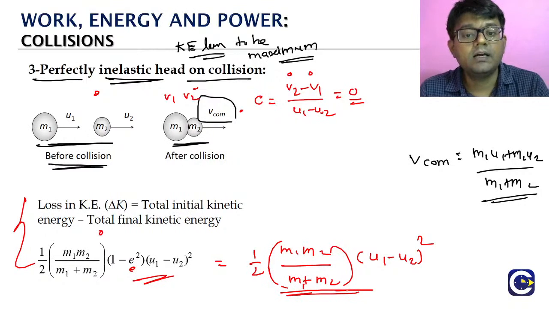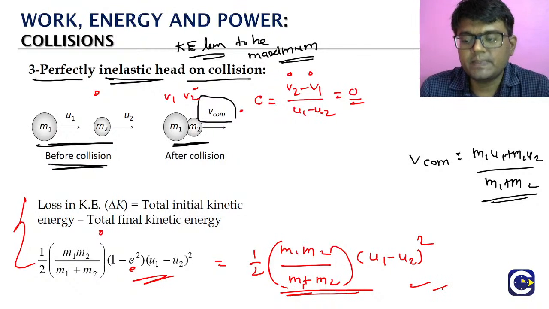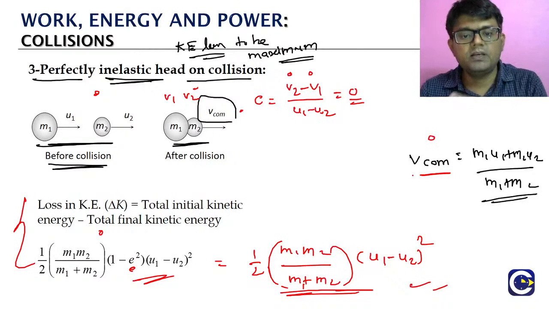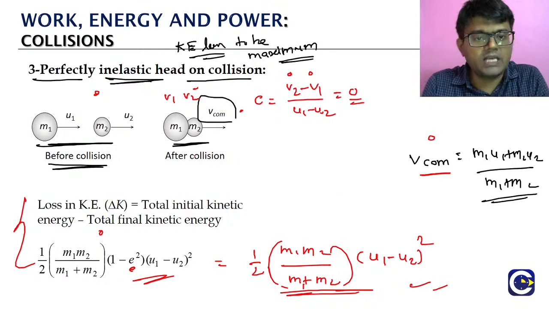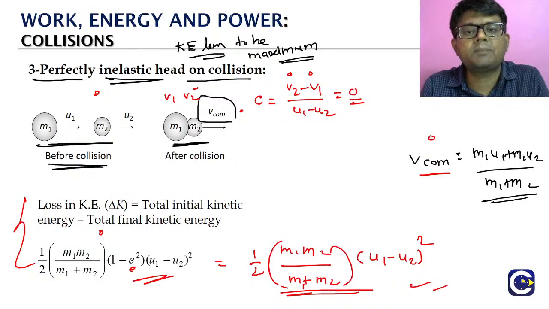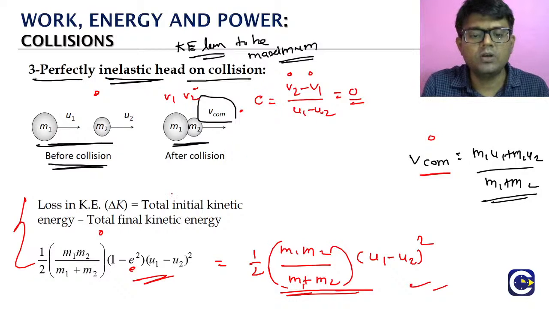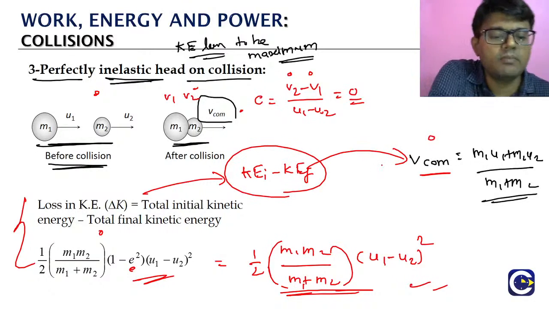The loss of kinetic energy formula we already have for the inelastic type. In that, just replace E with 0. That's it. Or, since we are already getting the v common, we know the kinetic energy of the particles after the collision. The initial kinetic energy will be known to us. Loss of kinetic energy means we have to do KE initial minus KE final. How do we know KE final? Based on the common velocity expression.